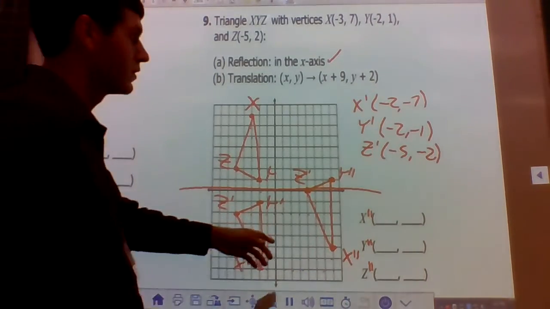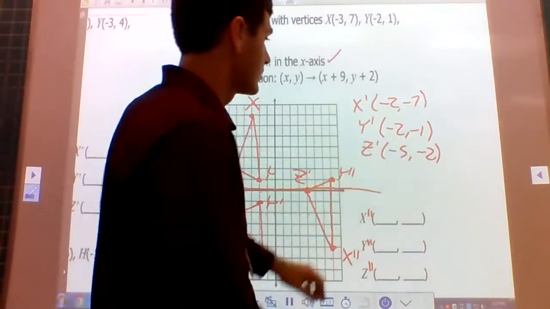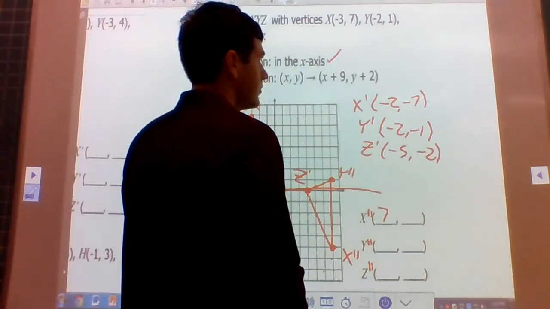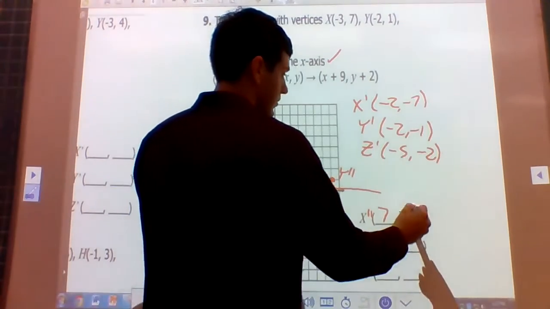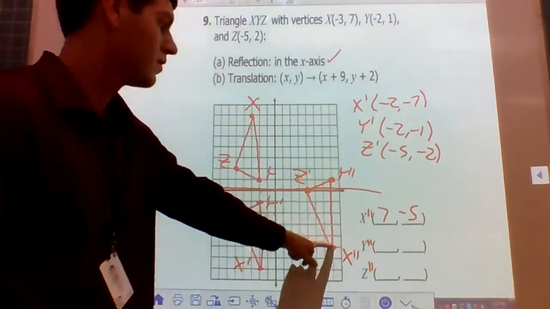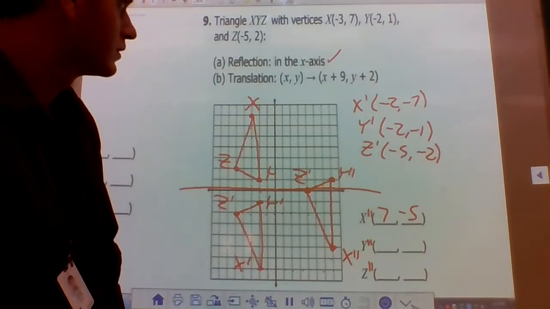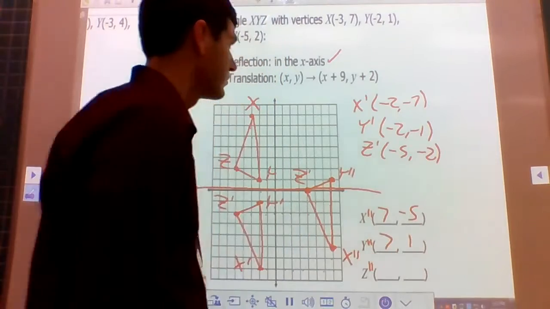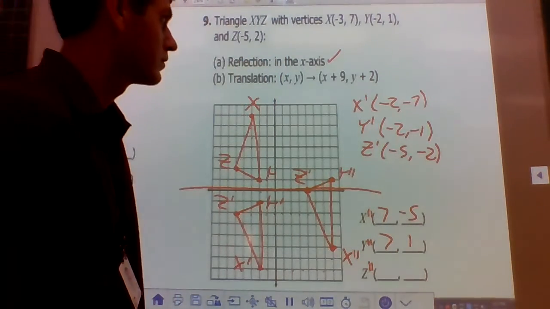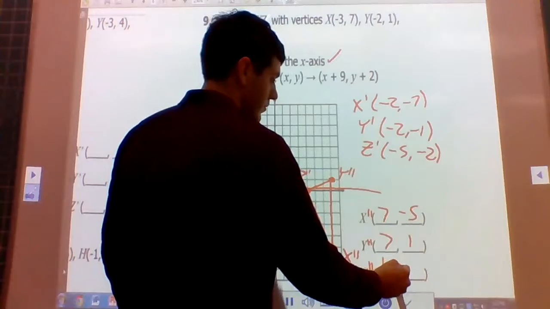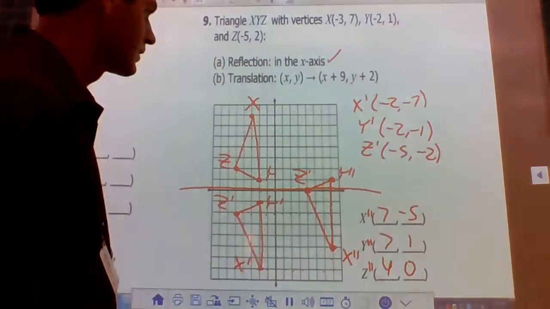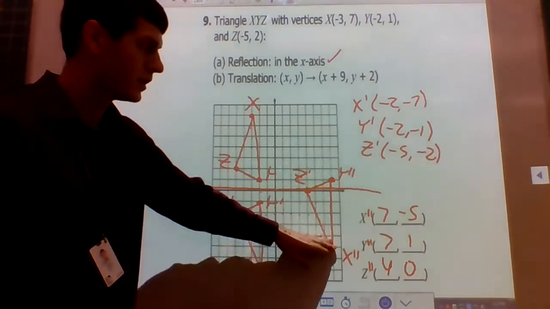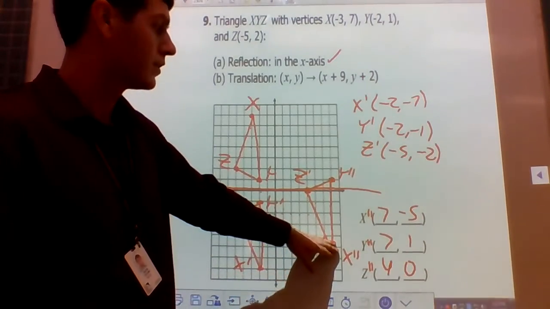Okay. So coordinates then here, again, we can plug them in. So X double prime should have been 7, negative 5. Y should have been 7, 1. And then Z should have been 4, 0. Okay, so we're good. So we reflected over the x-axis, translated it, shifted it 9 to the right and 2 up.